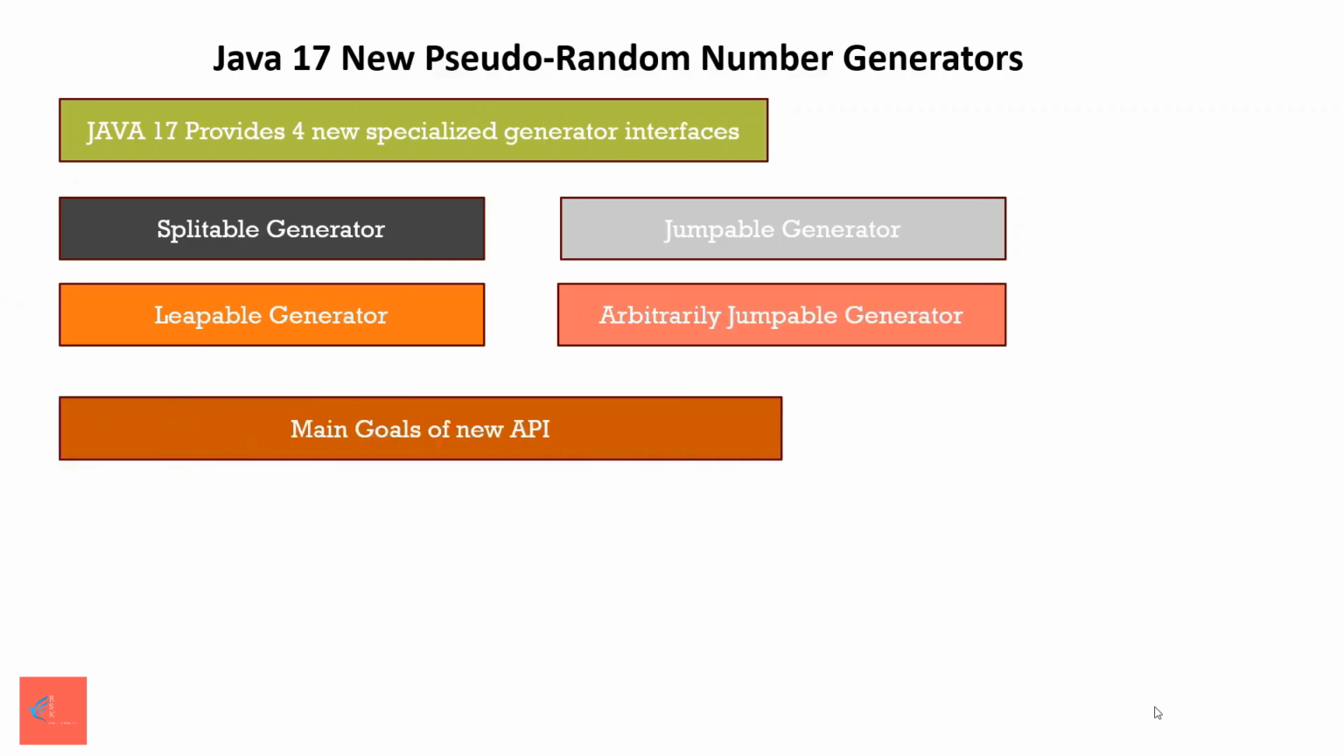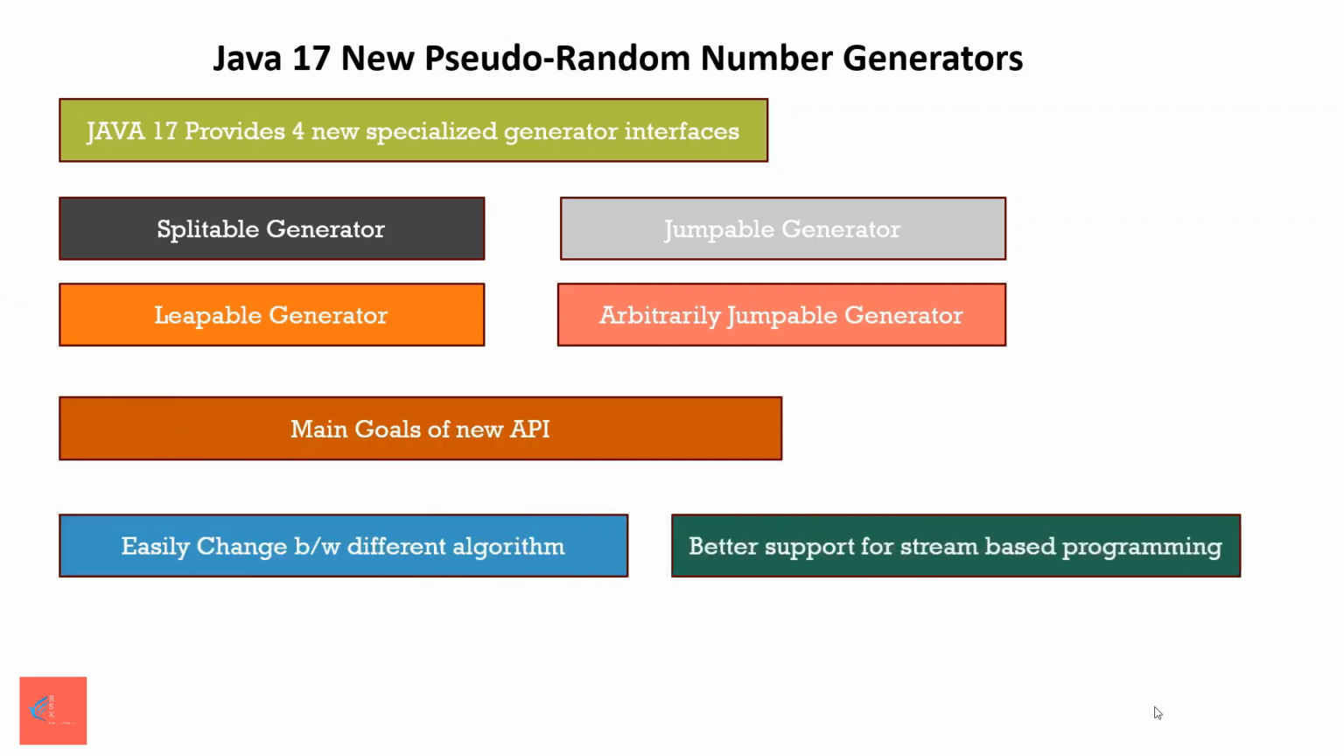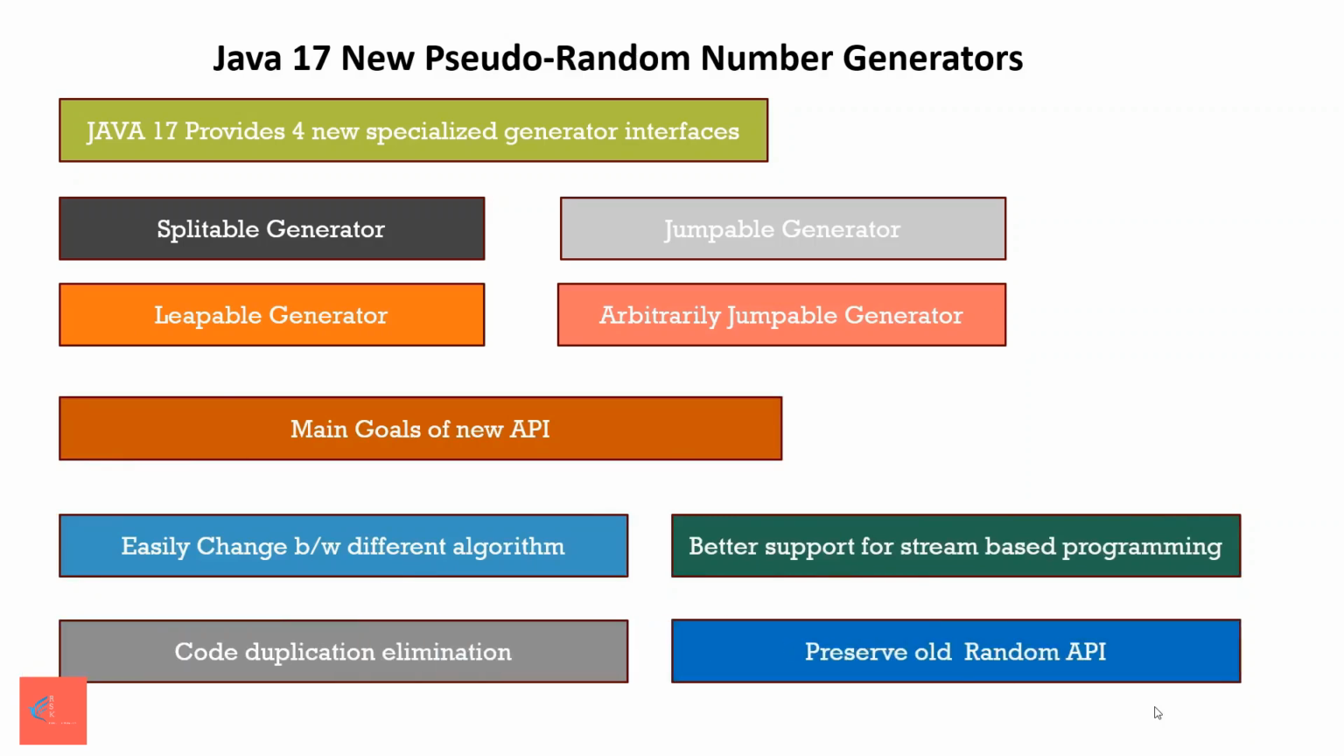A few of the main goals of the new random generator API are to ensure that we can easily change between different algorithms, to enable better support for stream-based programming, to eliminate code duplication in existing classes, and last, to preserve existing behavior of the old random API. Let us see some code examples for this new API.